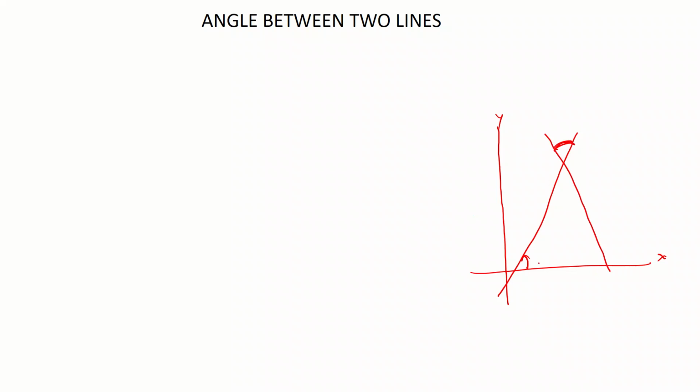So let's assume that alpha 1 and alpha 2 are the respective inclinations of the lines. That means for the first line, alpha 1 is the angle which the line makes with the positive direction of the x-axis, and for the second line, alpha 2 is the inclination. So let's assume that theta is the angle between these two lines. Now my objective is to find out this theta in terms of the slopes of the two lines. So what is the slope of the first line? It is tan alpha 1. And what is the slope of the other line? It is tan alpha 2, because alpha 1 and alpha 2 are the inclinations. So their slopes are respectively tan alpha 1 and tan alpha 2.